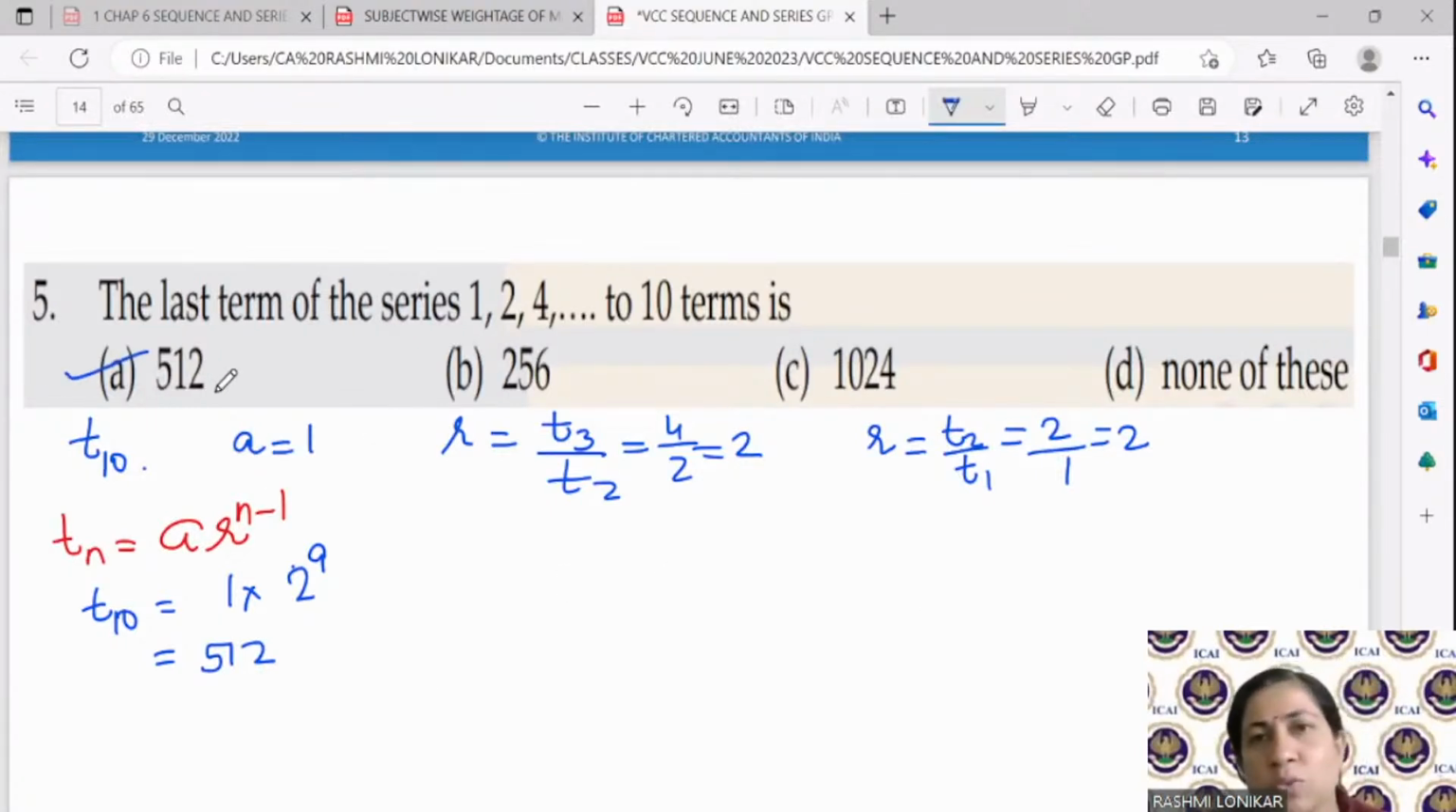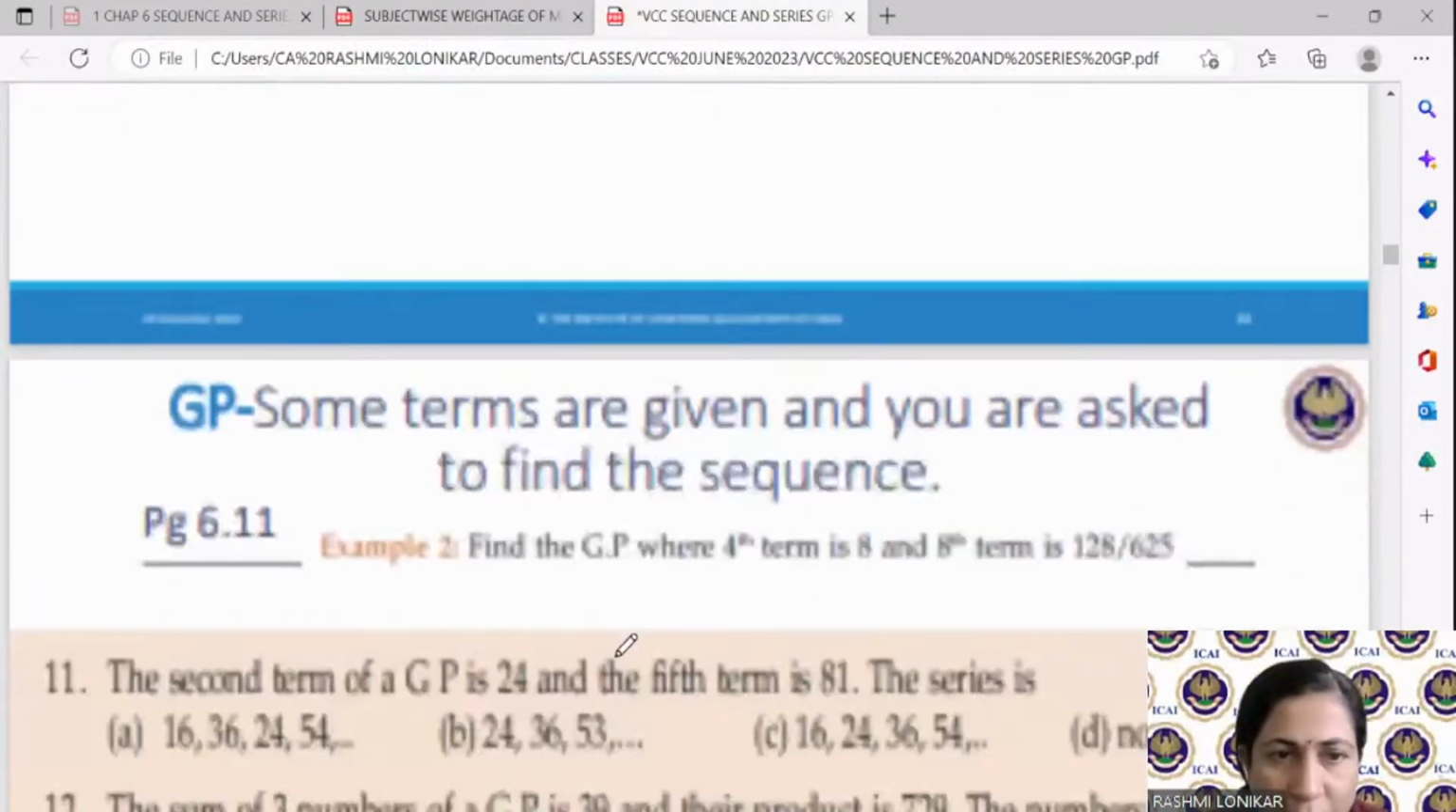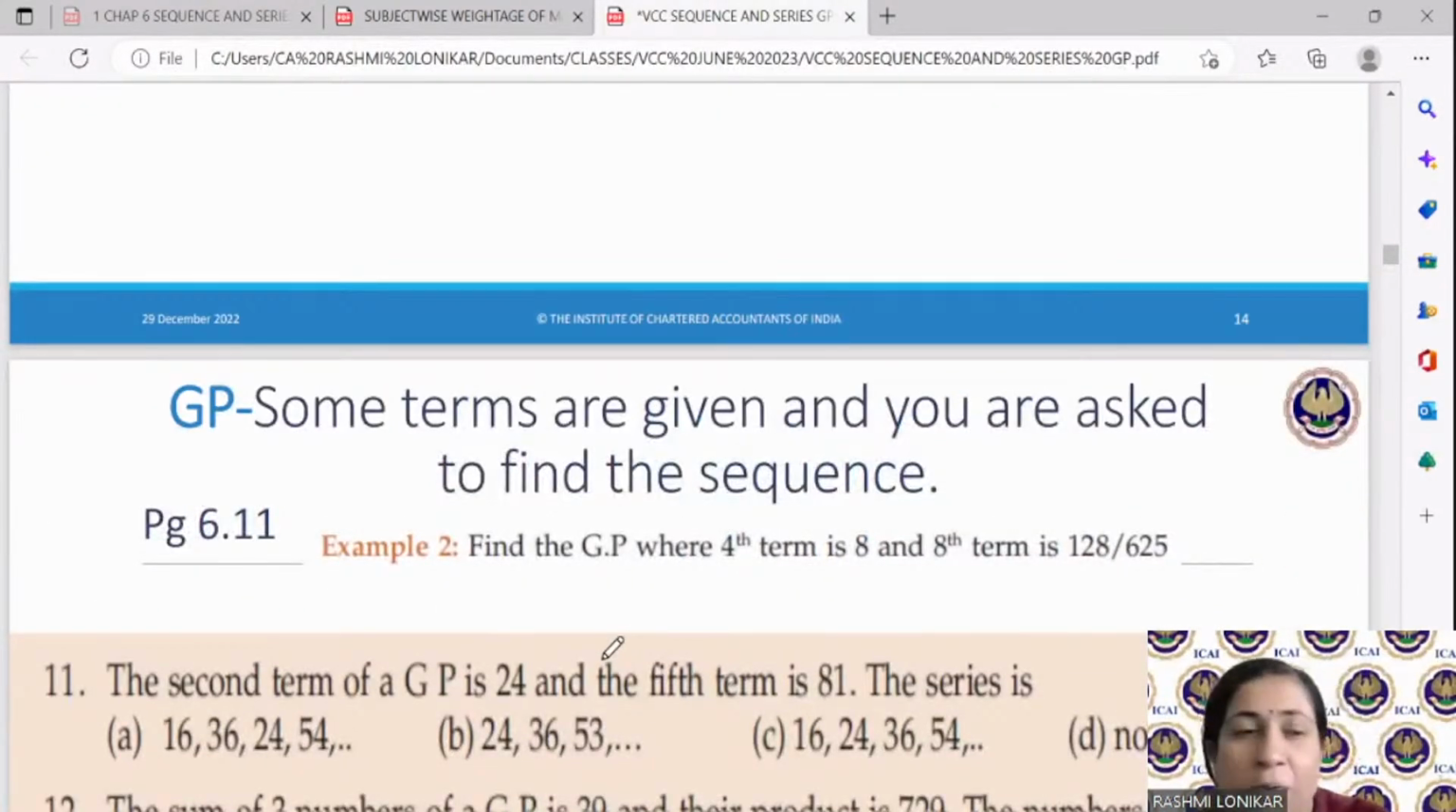Okay. Because once you start writing it down, 2 square, 2 cube, 2 raised to 4, and then you see those numbers, so you quickly know this. Okay, so this is the answer. Now, the second type of sums we are going to do is some terms are given and you are asked to find the sequence. Okay. So let us do that.